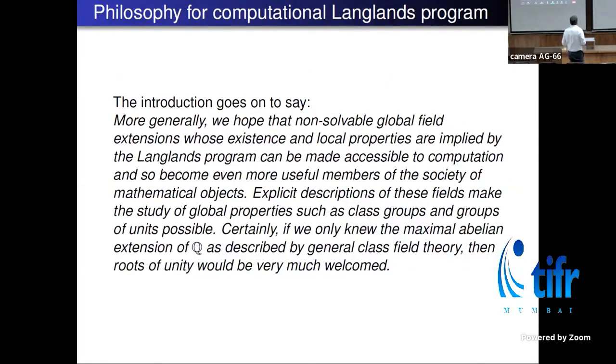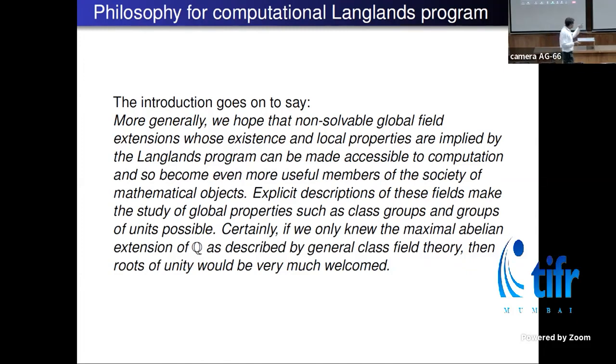In general, the philosophy of this book was, here's this quote: We hope that non-solvable global extensions, whose existence and local properties are implied by the Langlands program, can be made accessible to computation and so become even more useful members of the society of mathematical objects. Explicit descriptions of these fields, in the sense of those arising from the delta function, for example, make the study of global properties such as class groups and groups of units possible. Certainly, if we only knew the maximal abelian extension of Q as described by general class field theory, then roots of unity would be very much welcome.